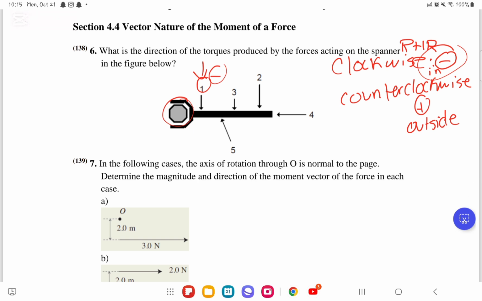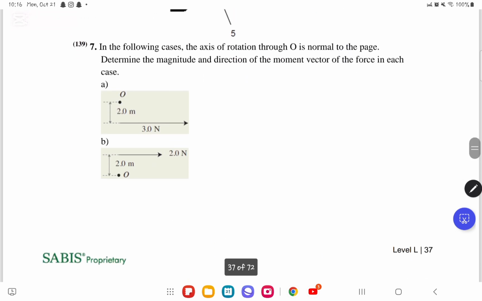Same thing goes for force number 3 and force number 2. So negative has a clockwise direction. Force 4 passes through the axis, so it will not have a moment. So we say 0 moment. For force 5, our fingers will be pointing upward and our palm will be facing towards the left, towards the axis, and your thumb will be pointing outside. Since it's pointing outside, it's positive. That means it has a counterclockwise direction.